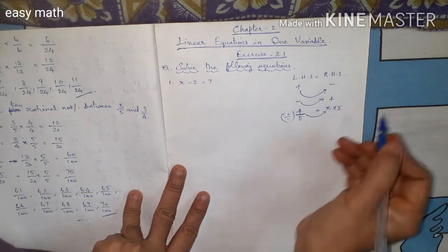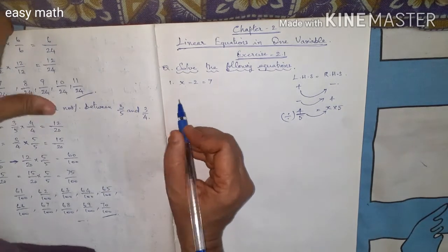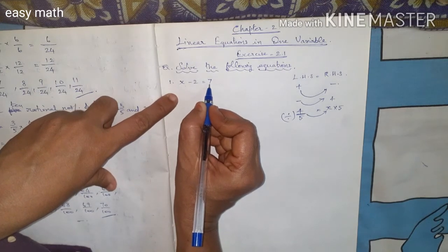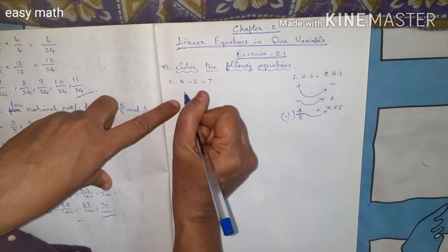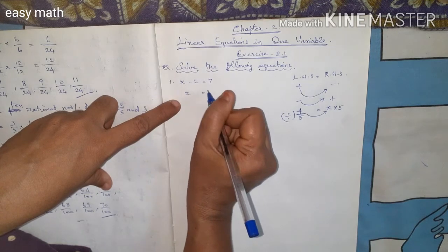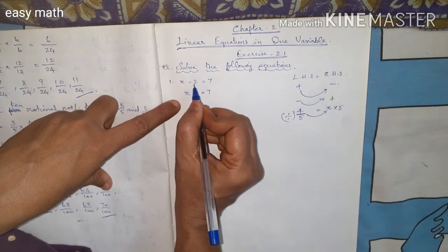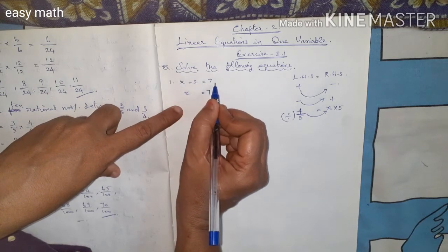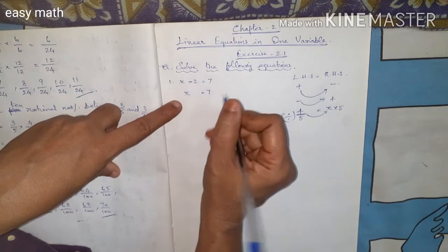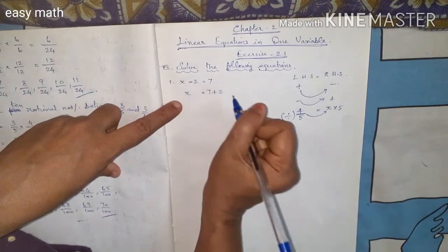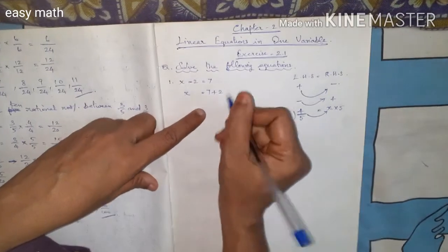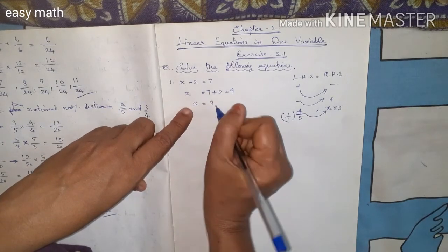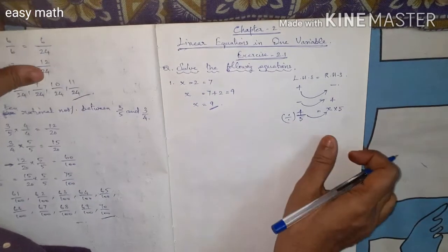Now go to the first sum. x minus 2 equal to 7. x equal to 7 minus 2 becomes, from the left hand side, when it goes to the right hand side, minus 2 becomes plus 2. Then 7 plus 2 equal to 9. So x equal to 9 is the answer.